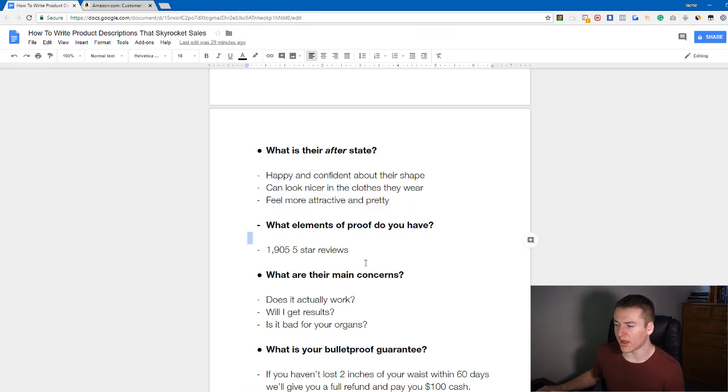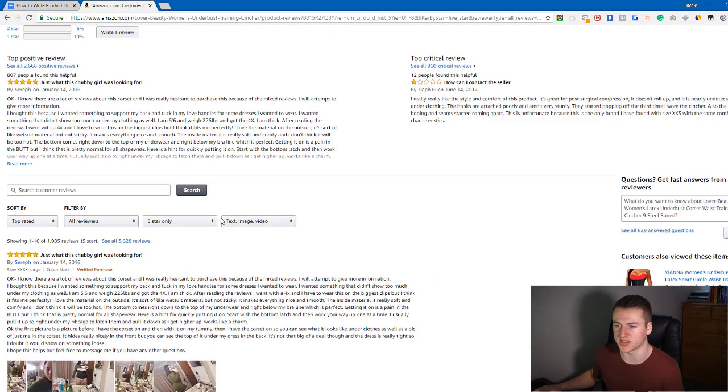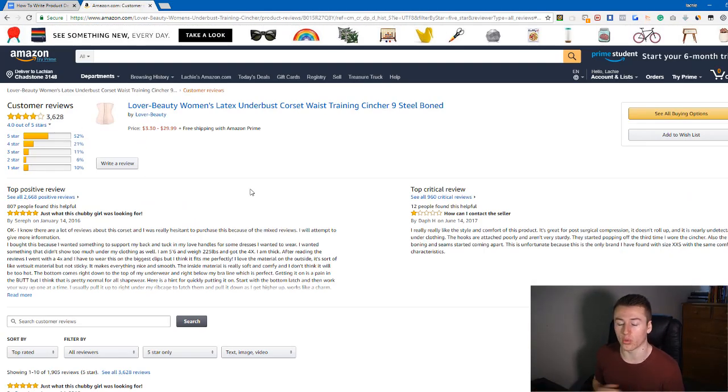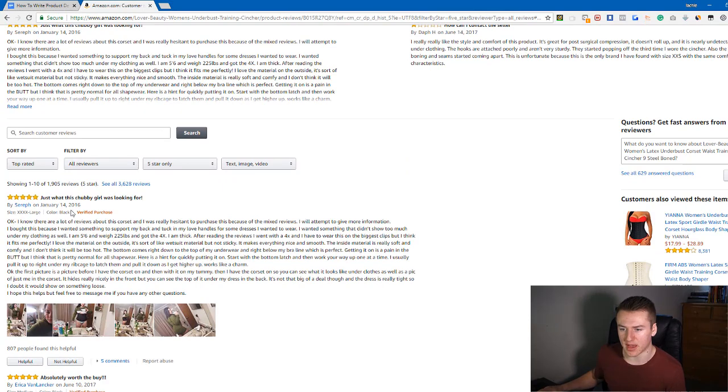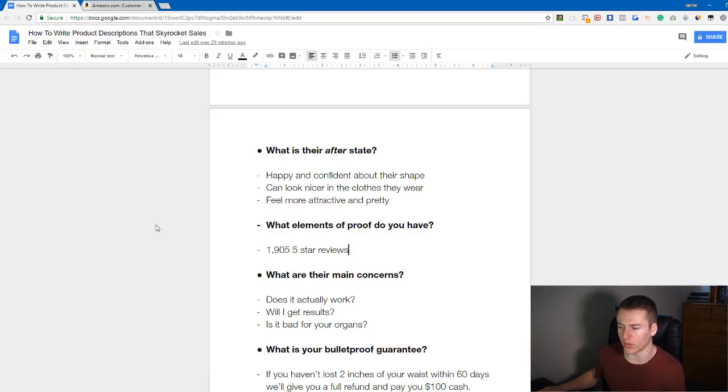Fantastic. What elements of proof do we have? So what do we have to prove and back up our claims? Now on AliExpress, I found this exact same corset. So what we can actually do is we can sort of swagger jack the review claims here for the product, because it's the same product, right? So what we do is we click on 5-star reviews. And we come down and we can see that 1,905 reviews are 5 stars, out of the total here. So that's fantastic. So what we can do here is we can say that we actually have 1,905 5-star reviews.